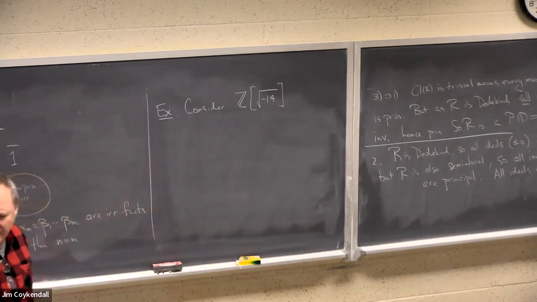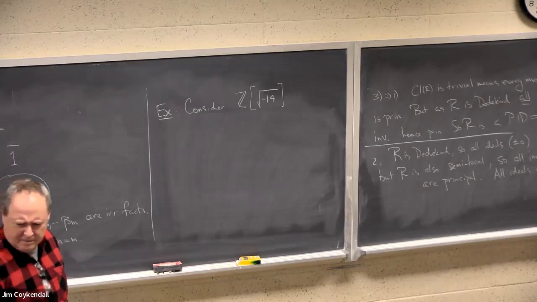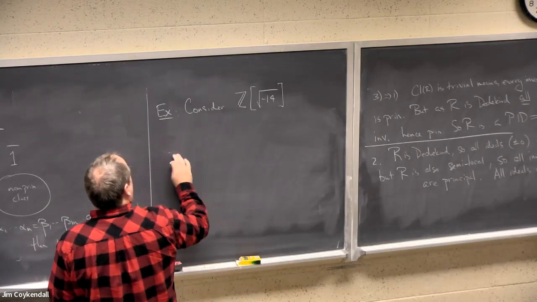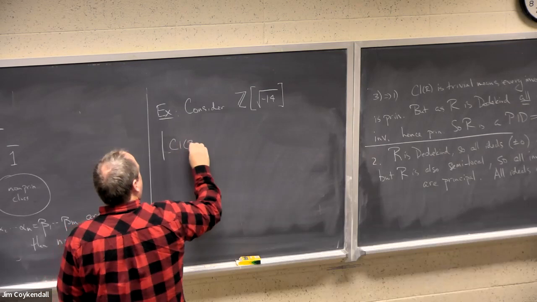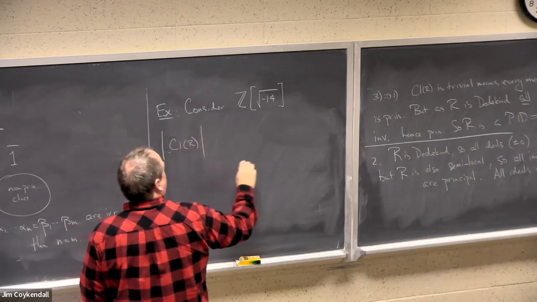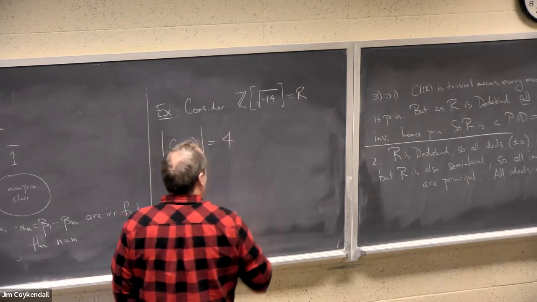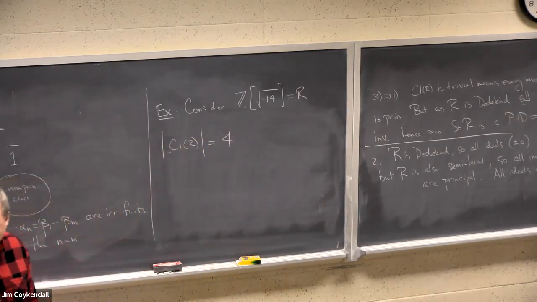Consider Z adjoin the square root of negative 14. It turns out the class number of this one is 4. I'm just going to tell you that without proof.